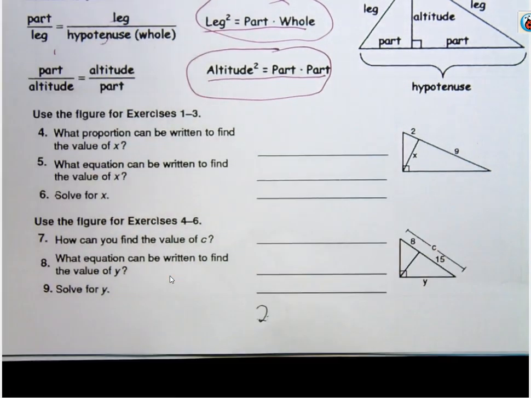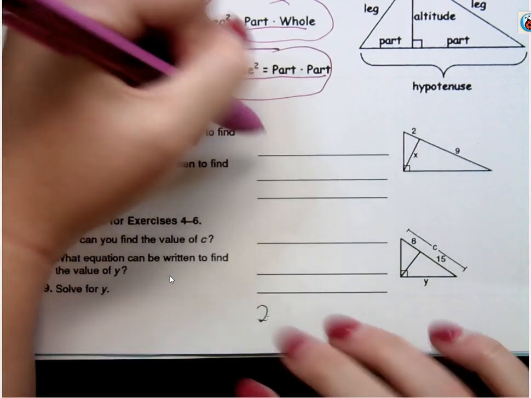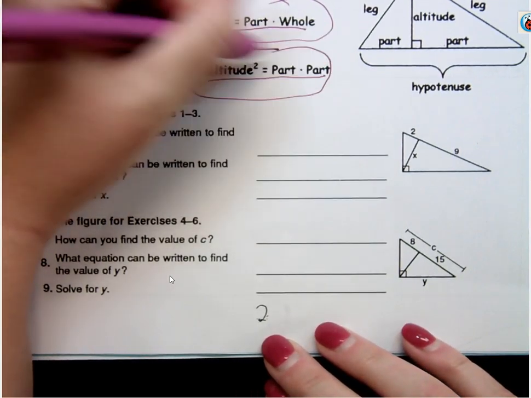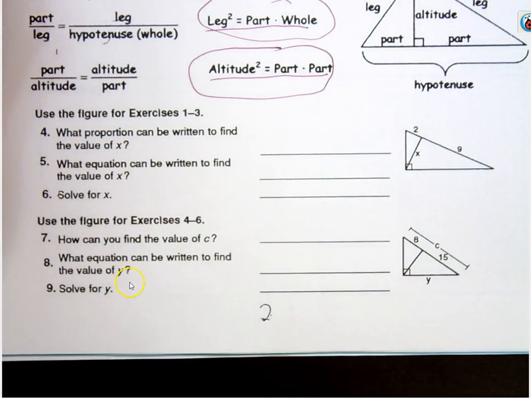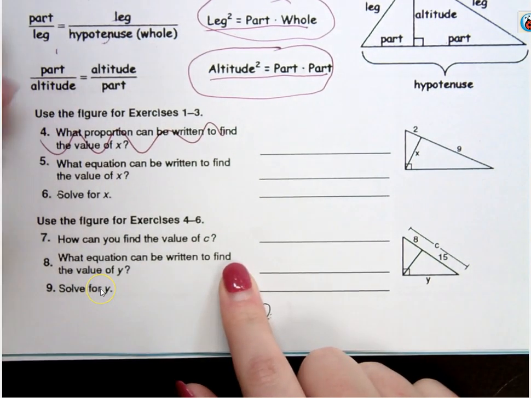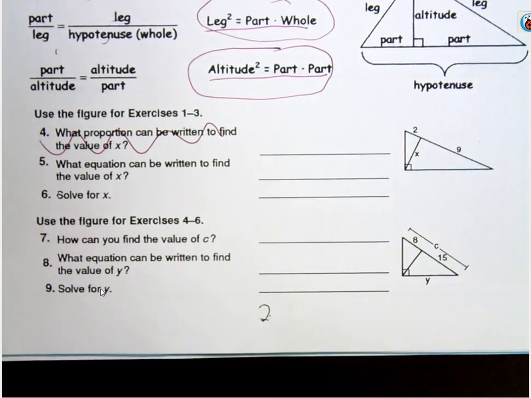Altitude, yeah. So it is the altitude. So we want to use this formula right here, and it says what proportion. I'm not going to waste the time on the proportion, so we're just going to go ahead and go to the equation.